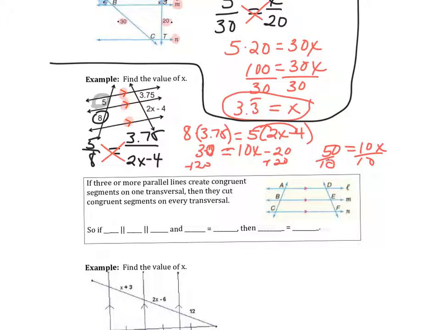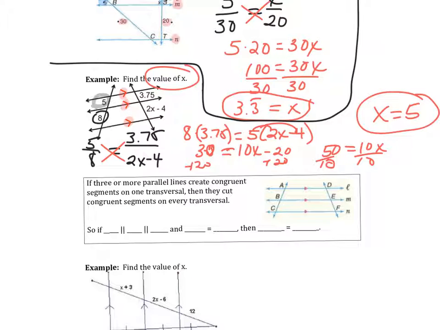Here we go, 10. And so I know that x is equal to 5. Checking back here, it just wanted us to find that value of x. So again, by using proportions and cross multiplying, we are solving for x.